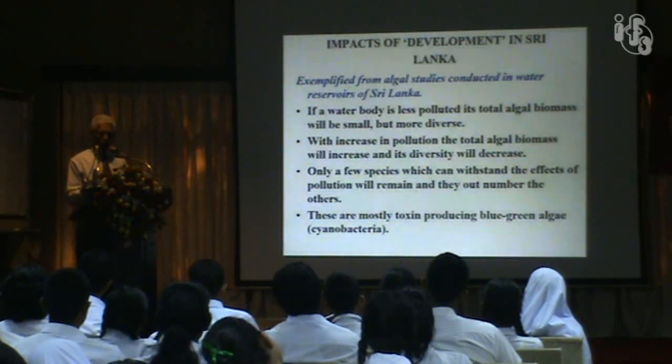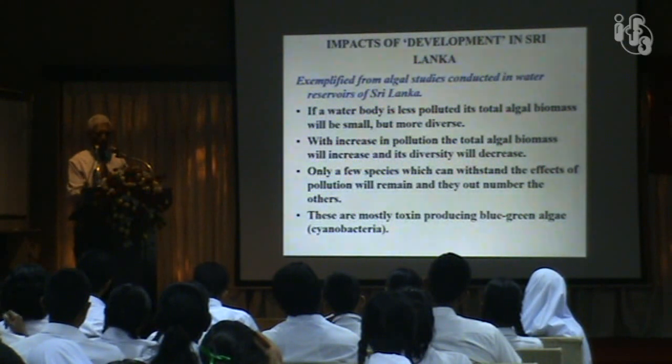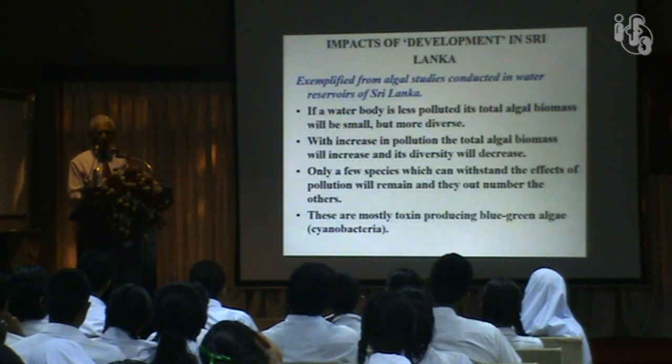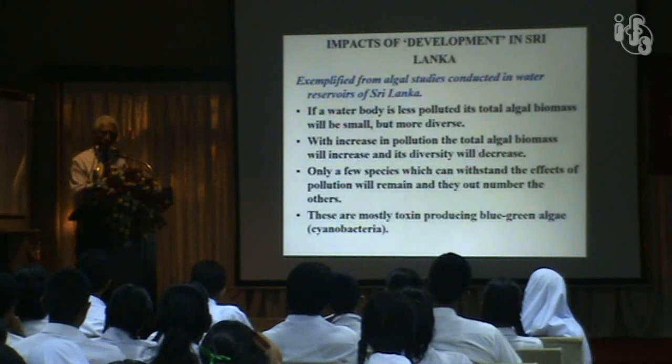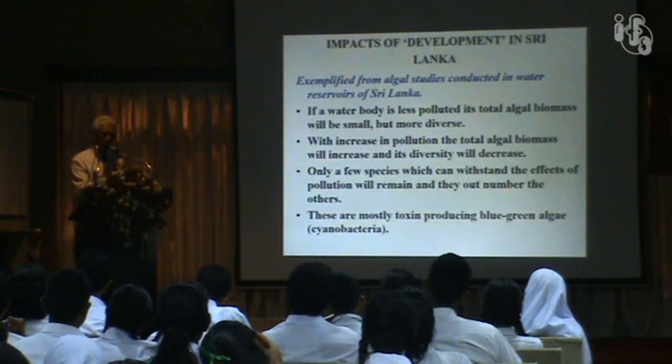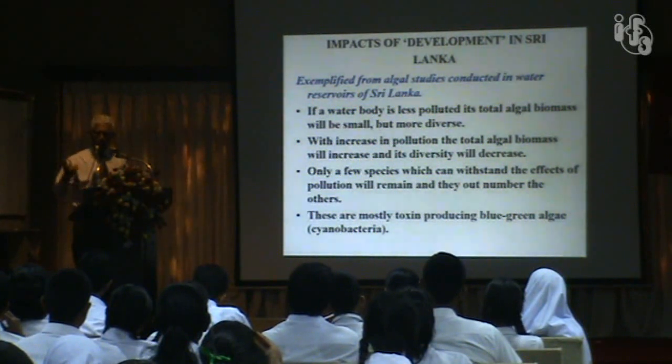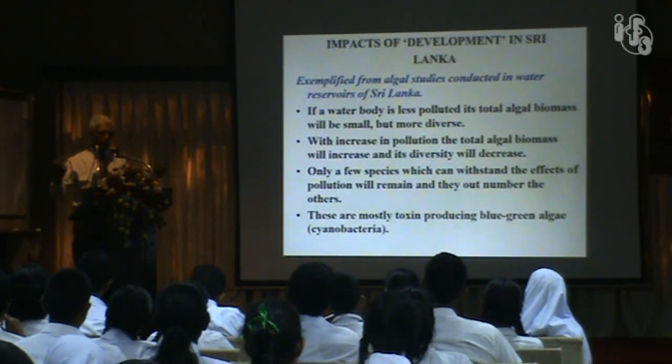If a water body is generally pure, it will have algae. Water is there, sunlight is there, photosynthetic algae will be there. But the numbers will be relatively small, not a bloom. At the same time, the variety, the diversity, will be more. We have green algae, blue-green algae, diatoms, the whole works.